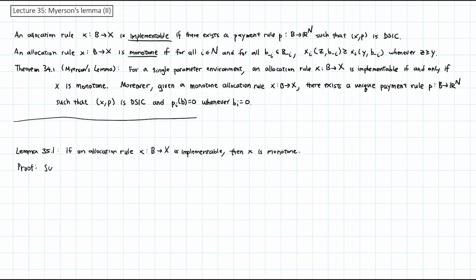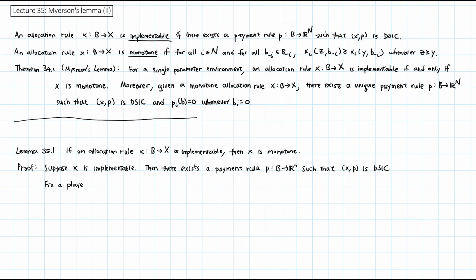We start by supposing that X is implementable. This means that there exists a payment rule P such that (X, P) is DSIC. And we need to prove that X must be monotone. We start by fixing a player i and the bids b minus i for the other players. For simplicity of notation, we will use x of y and p of y to represent x_i of (y, b minus i) and p_i of (y, b minus i). These are the allocations and the payments for player i if they bid y.